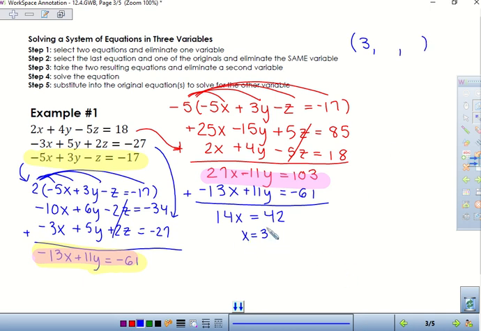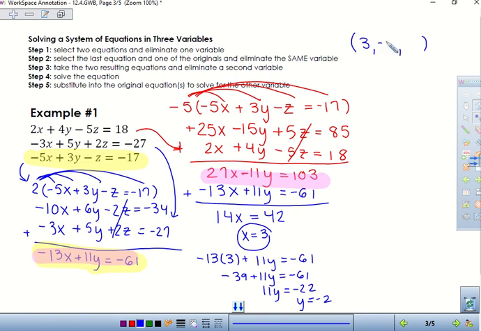So now that we know what x is, we can plug x back into one of the 2x2 equations to get y. So I'm going to plug it in here. I get negative 13 times 3 plus 11y equals negative 61. That gives me negative 39 plus 11y equals negative 61. I'm going to add 39 to the other side, so I get negative 61 plus 39 is negative 22, which means y equals what? Negative 2. So now we know what y is.